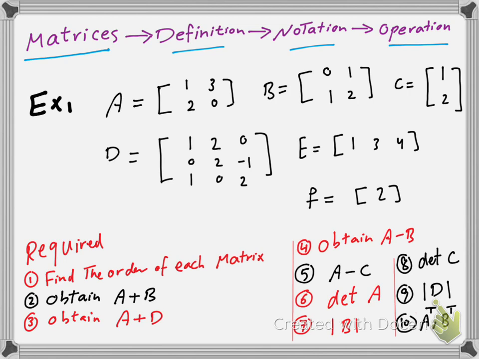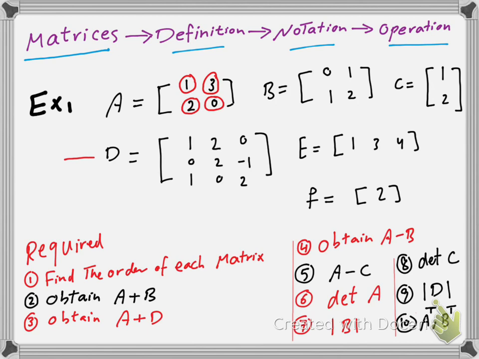As you can see in matrix A, I have some numbers inside a grid. Those numbers are arranged in rows and columns as well. You can call each of those numbers an element. This is the first element, this is the second element, this is the third element, and this is the fourth element. That means in matrix A, I have 4 elements.